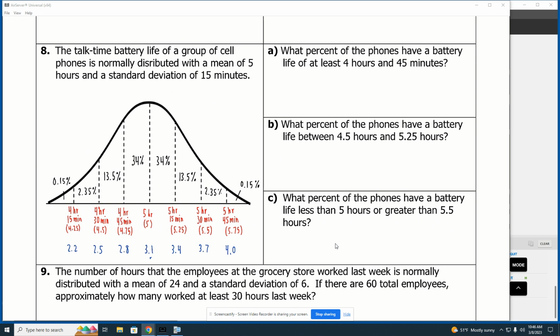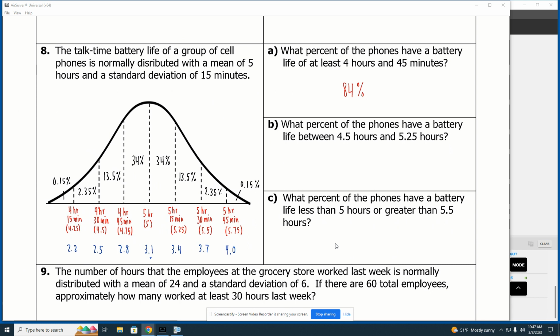So A, what is the percent that the phones have a battery life of at least 4 hours and 45 minutes? That's right here. And what does at least mean? That's the lowest. So it could be from there and everything to the right. So what'd you get? 84%.